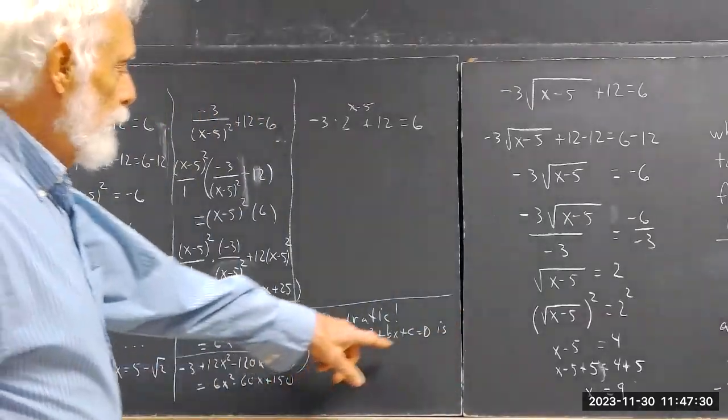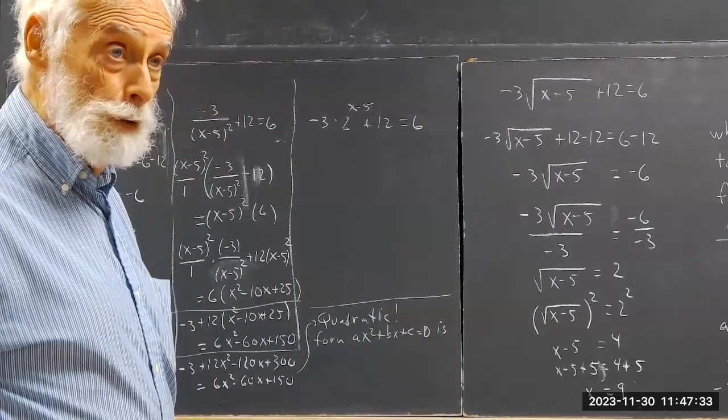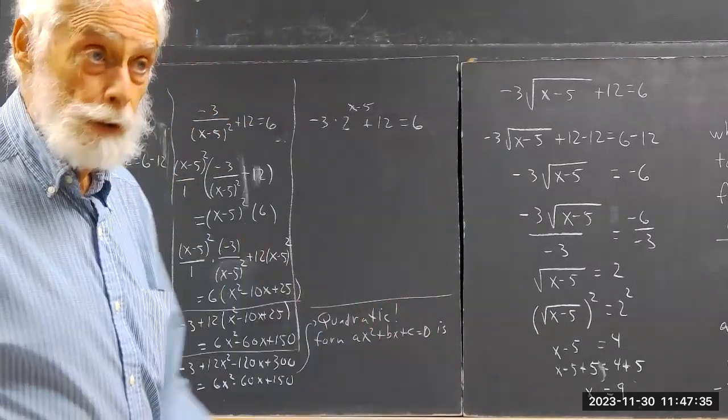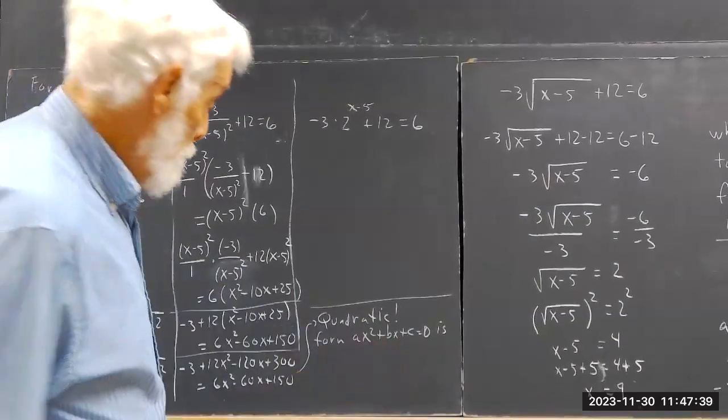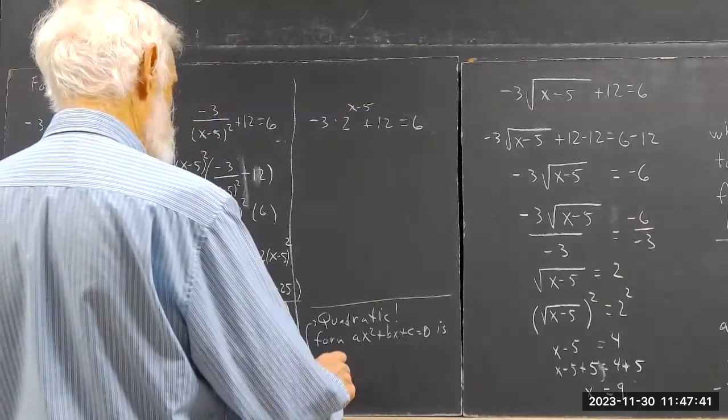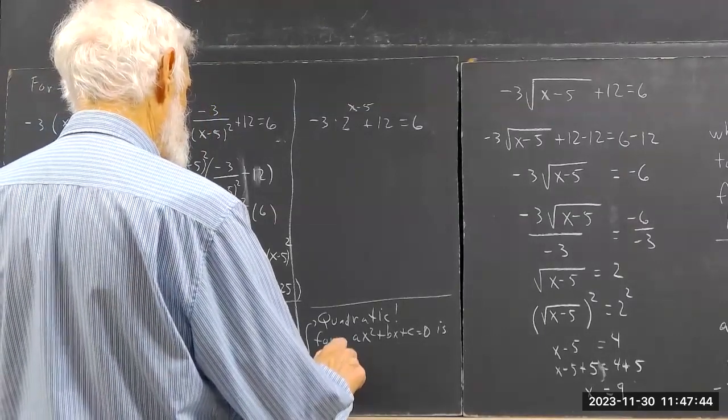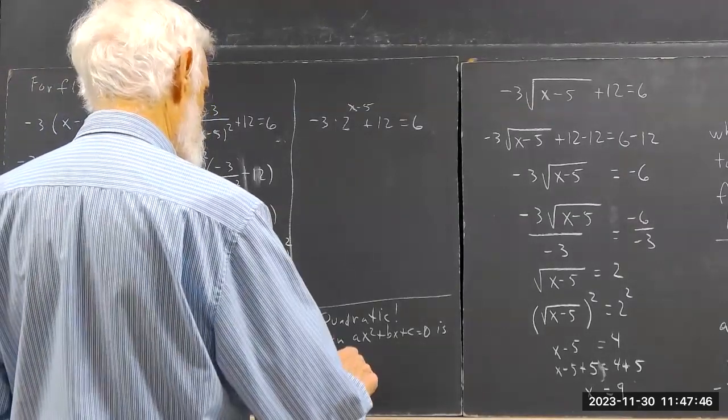So we want to put that in the ax squared plus bx plus c equals 0 form, so we can use the quadratic formula. And maybe we could even factor it, but I doubt that. Okay, so we get, and take my word for it, but you can do this.